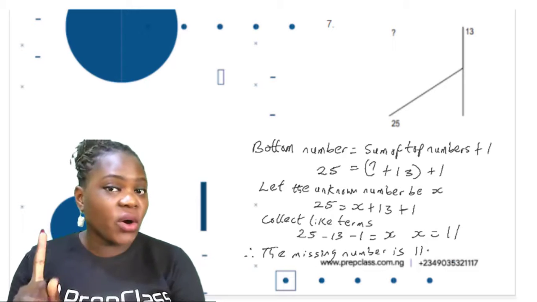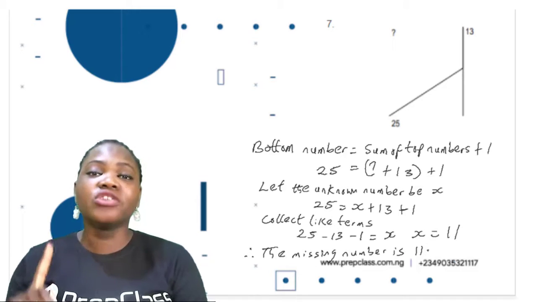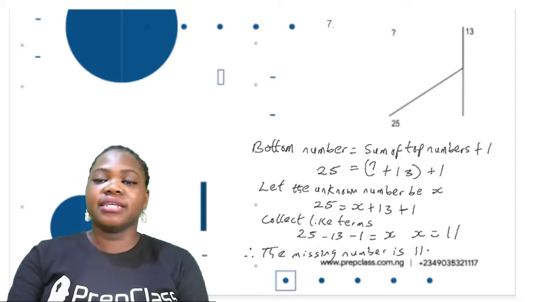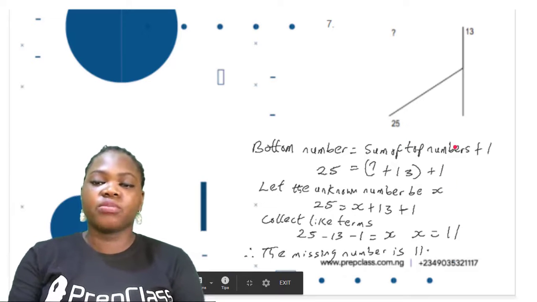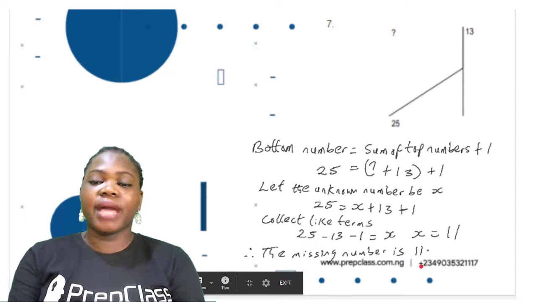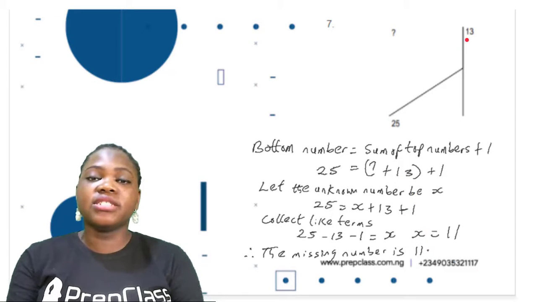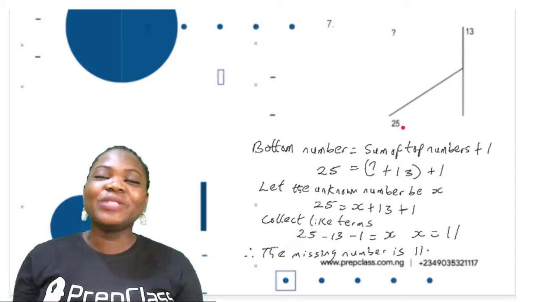But let's be sure. Always be sure that your answer is correct before you choose your option. Okay, now let's look at this. We already know that the bottom number is sum of top numbers plus 1. Now our missing number is 11. So let's add 11 and 13. 11 plus 13 is 24. 24 plus 1 is 25. So it means we are right.